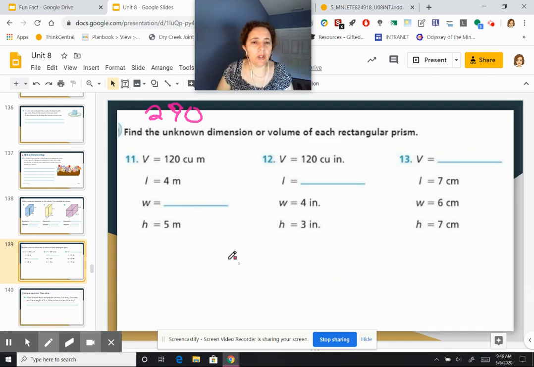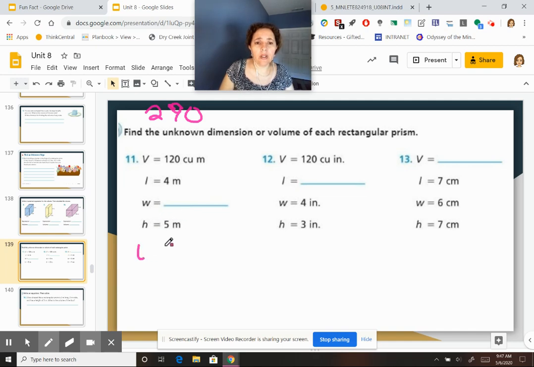All right, I'm still on page 290. Now we're going to practice some of the unknown dimensions or volume for the rectangular prisms, kind of like the one that we did with the planter box earlier, okay? So I know the volume is 120 cubic centimeters. I know my length is 4. I don't know my width, but I know my height is 5. Okay, so the same thing.